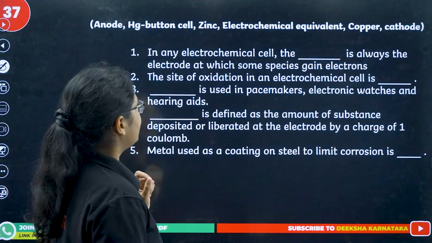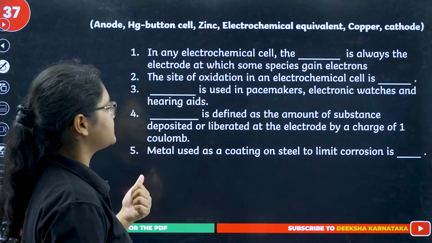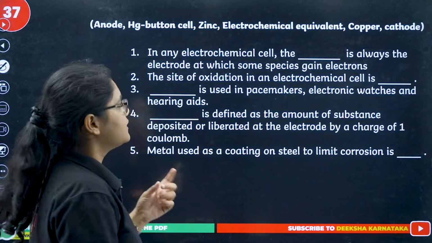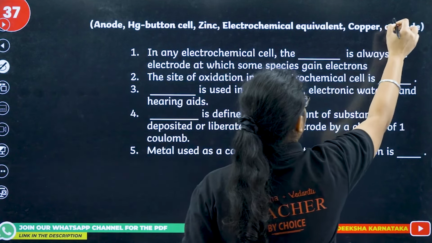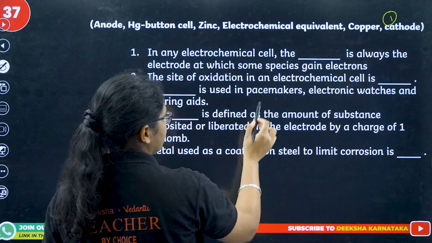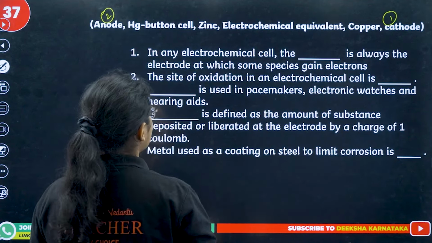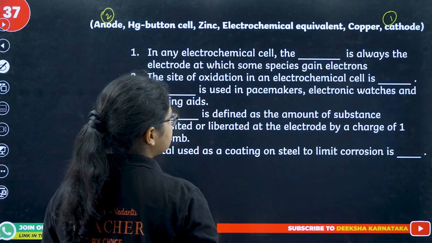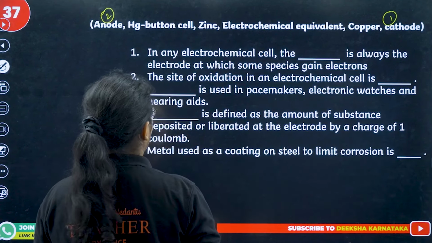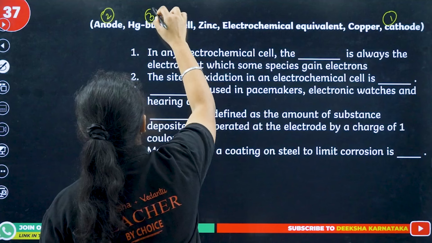Next we'll see, in any electrochemical cell, the dash is always the electrode at which some species gain electrons. So gaining of electrons, it is the cathode. Okay. Next you have the site of oxidation in an electrochemical cell is anode. At anode, oxidation takes place. Next, dash is used in pacemakers, electronic watches and hearing aids. So that is your mercury button cell.